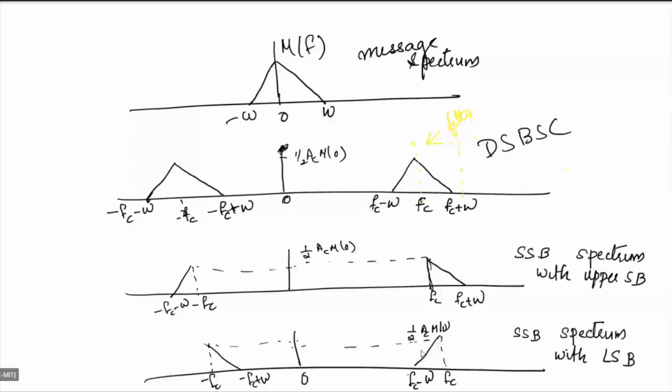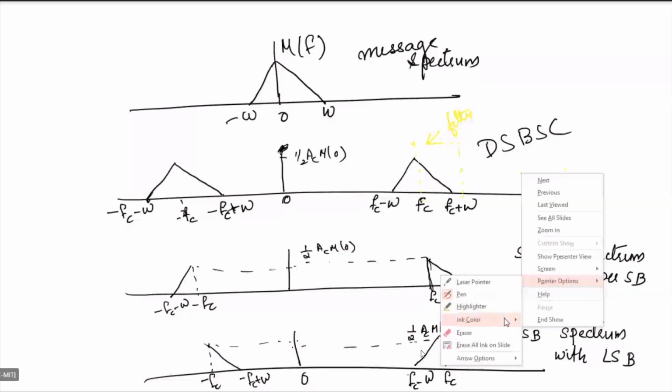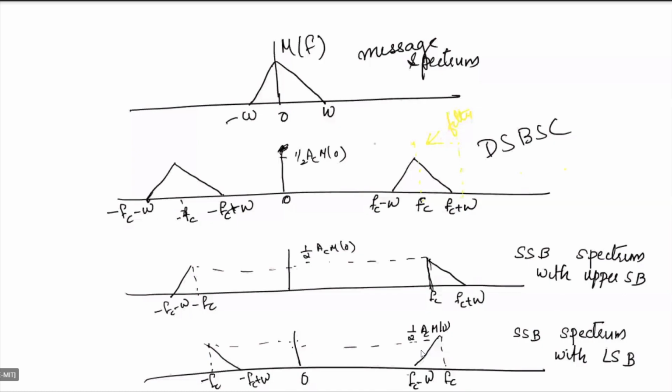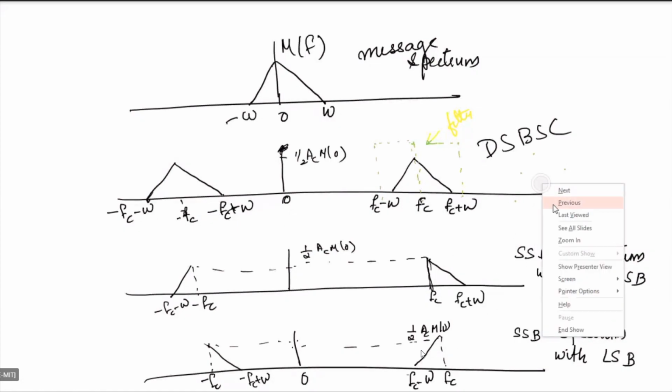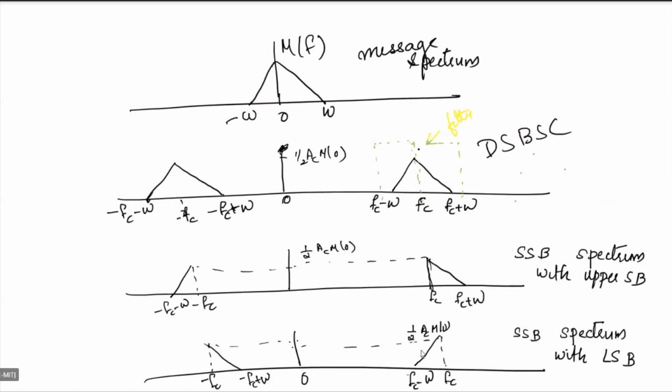Isn't it? Or it can be, if you want the lower sideband, you need the filter to be like this, either like this or like this. Anyway, the thing is that it needs a sharp cutoff, isn't it? Somebody respond. Yes, ma'am. Filter needs a sharp cutoff.